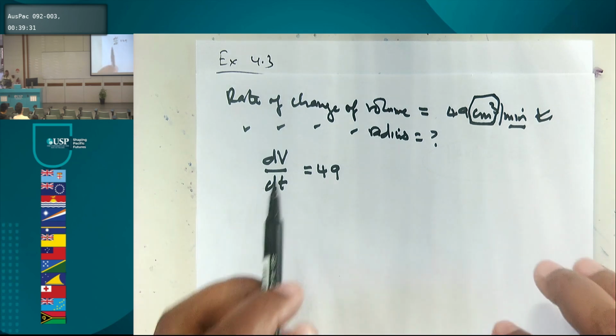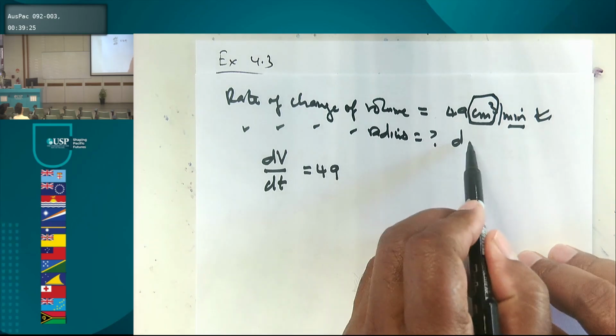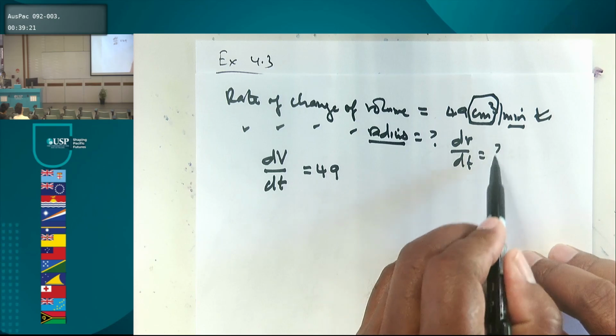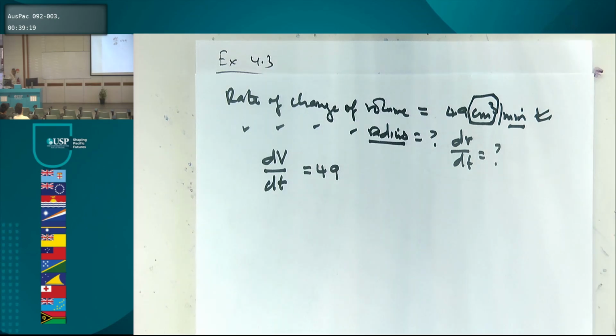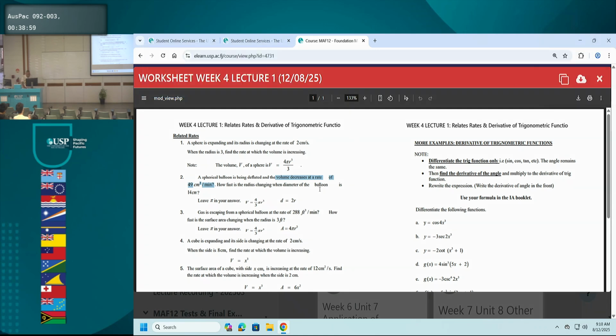What are we asked to find? Rate of change of radius. So we are asked to find dr over dt. That's the unknown. That's what we are asked to find. Now let's have a look at any additional information supplied by the question. Let's go back to the question. What we're told is the diameter of the balloon is 14 centimeters.